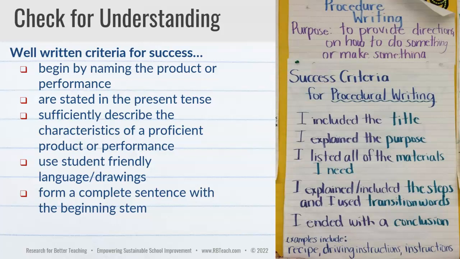So as I read that, right away you're looking at that verb, and it's not written in the present tense, so this is not good criteria for success. Something like: your procedural writing should include a title, a purpose, the materials needed, and so on.